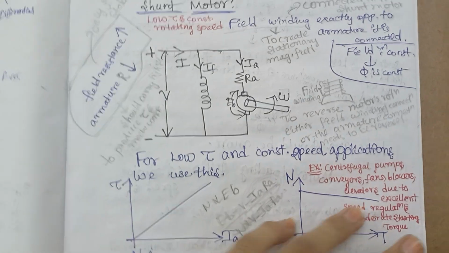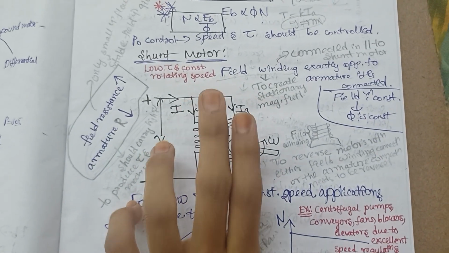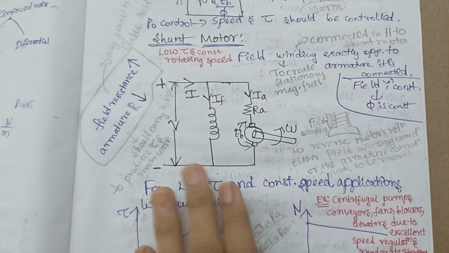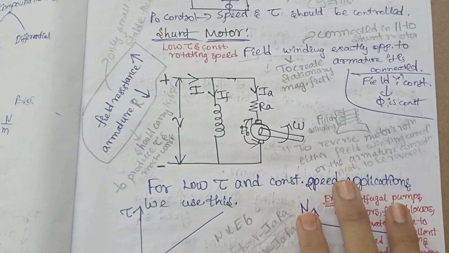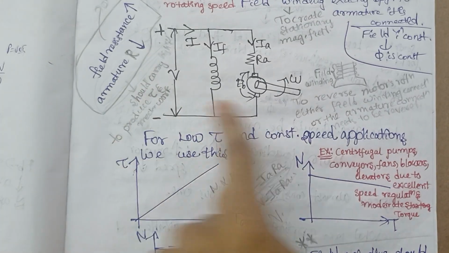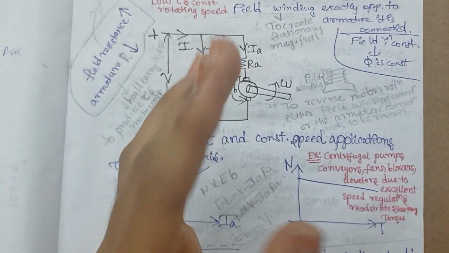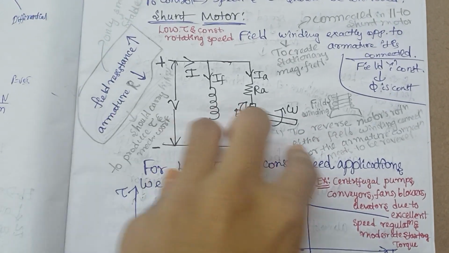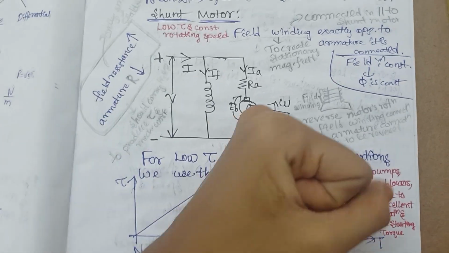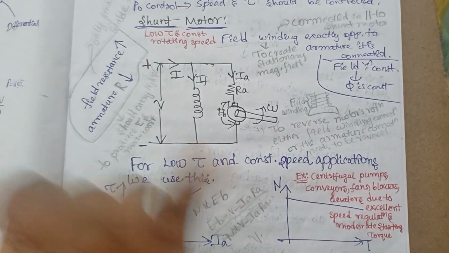And the examples where we use it are for low torque and high constant rotating speed. So the applications which require low torque and constant rotating speed, there we use the shunt motor, and its examples are centrifugal pumps. See, through a pump, a steady flow of water should flow, with a constant speed, and your torque should also be less, right? So in the case of centrifugal pumps you use a shunt motor.